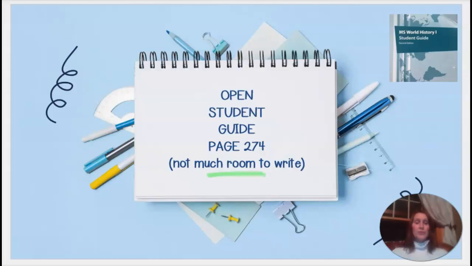So go ahead and open your student guide to page 374. And there's not a lot of room to write. Again, this looks like it went with the previous lesson. But you can write down right underneath. There's a big open section. Or if you'd like, you can get a piece of paper and write on that.